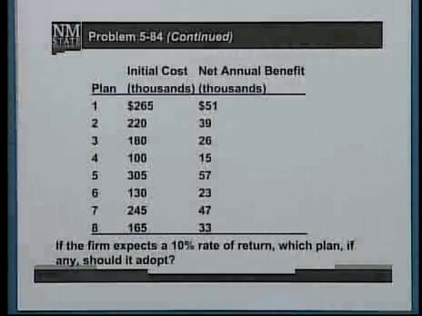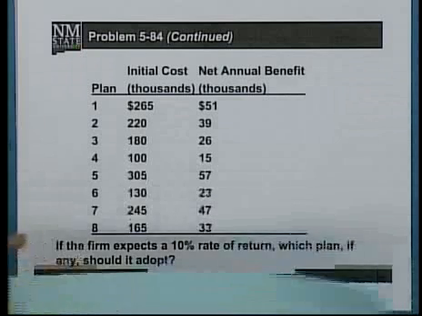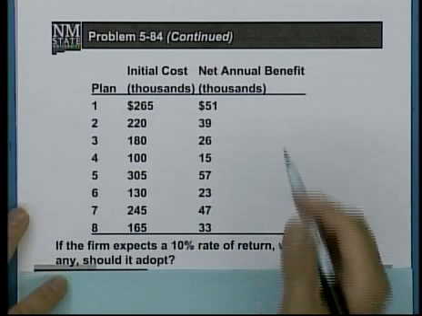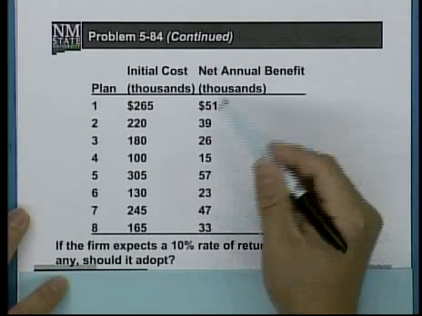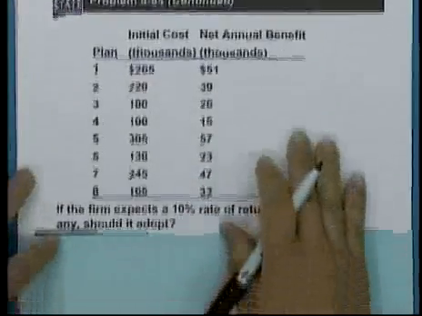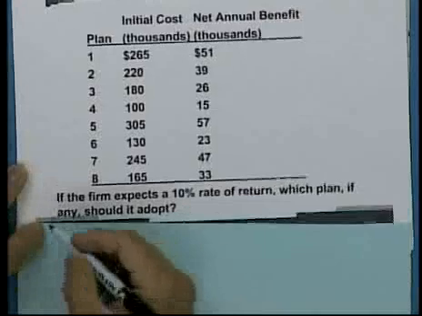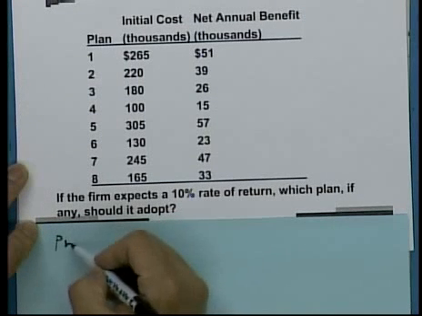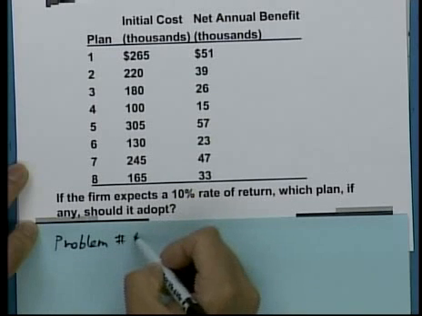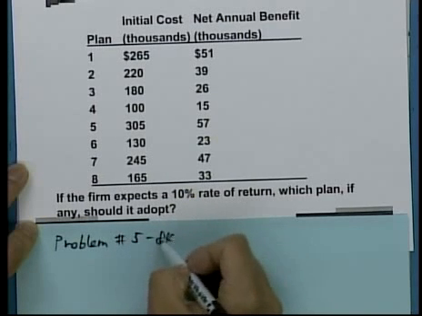So here, the present worth of benefit can be calculated by net annual benefit times what? So we are working on problem number 5-84.